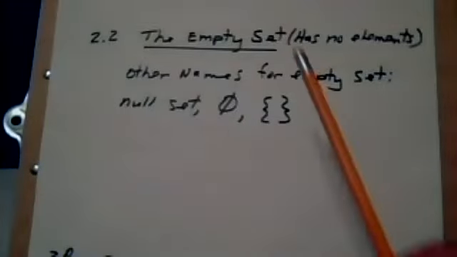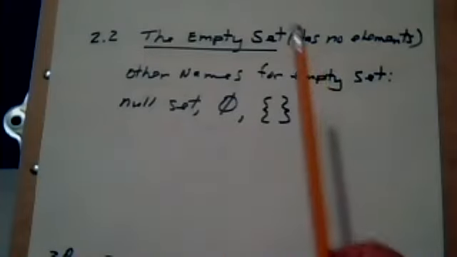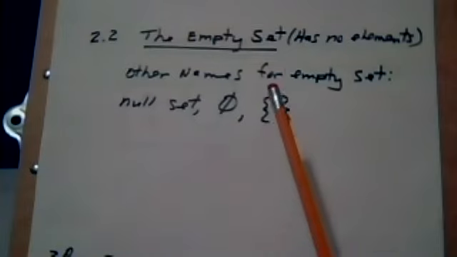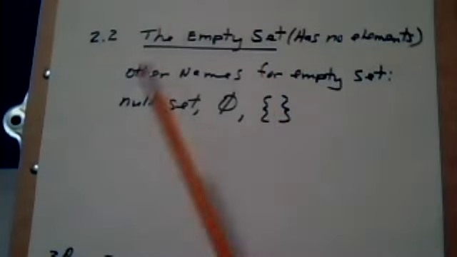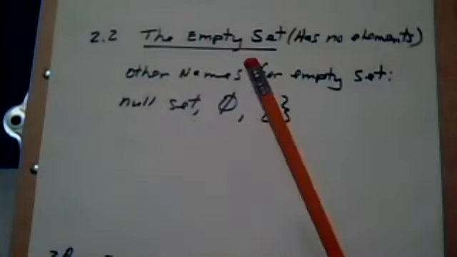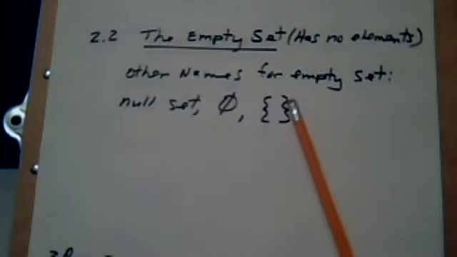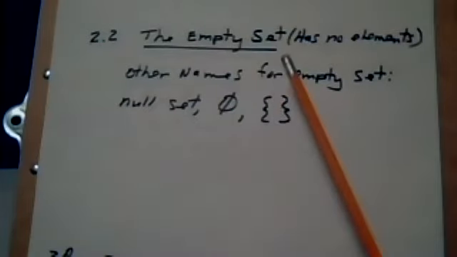The empty set can be written three different ways. You could say the empty set. You could say the null set. You could use this symbol, which is the most popular because it's quick. Or you could put two braces with nothing in between. It's empty. So there are different ways of saying empty set. You have an option.